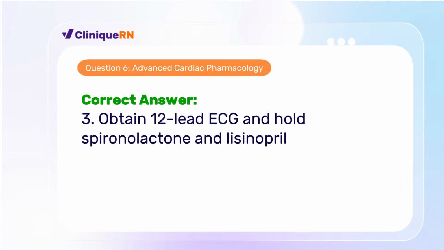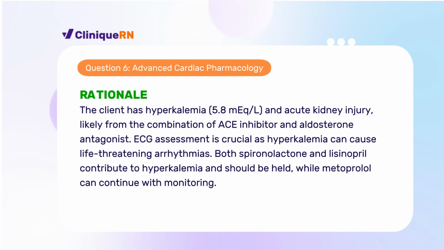The correct answer is 3. Obtain a 12-lead ECG and hold spironolactone and lisinopril. Rationale: the client has hyperkalemia, 5.8 milliequivalents per liter, and acute kidney injury, likely from the combination of an angiotensin-converting enzyme inhibitor and an aldosterone antagonist. ECG assessment is crucial, as hyperkalemia can cause life-threatening arrhythmias. Both spironolactone and lisinopril contribute to hyperkalemia and should be held, while metoprolol can continue with monitoring.